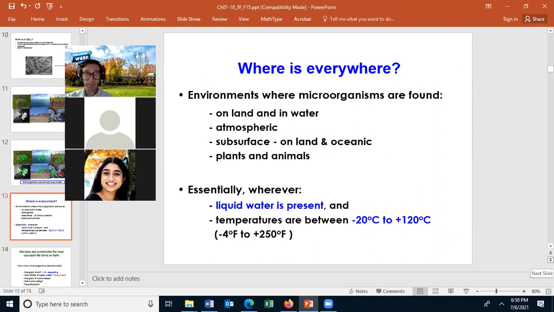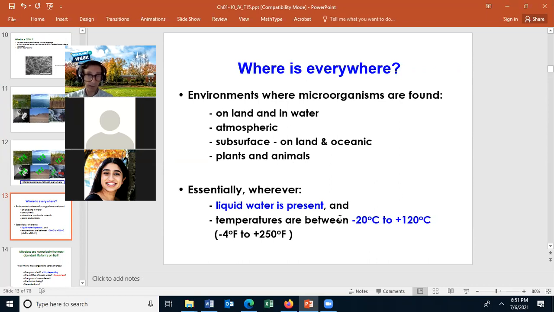Where is everywhere? Where do we find microorganisms? Every environment where the land and the water is, in the atmosphere, as I stated, about 1 mile up, subsurface on the land and the ocean, about 1 mile down, on every plant and animals. Essentially everywhere liquid water is present.